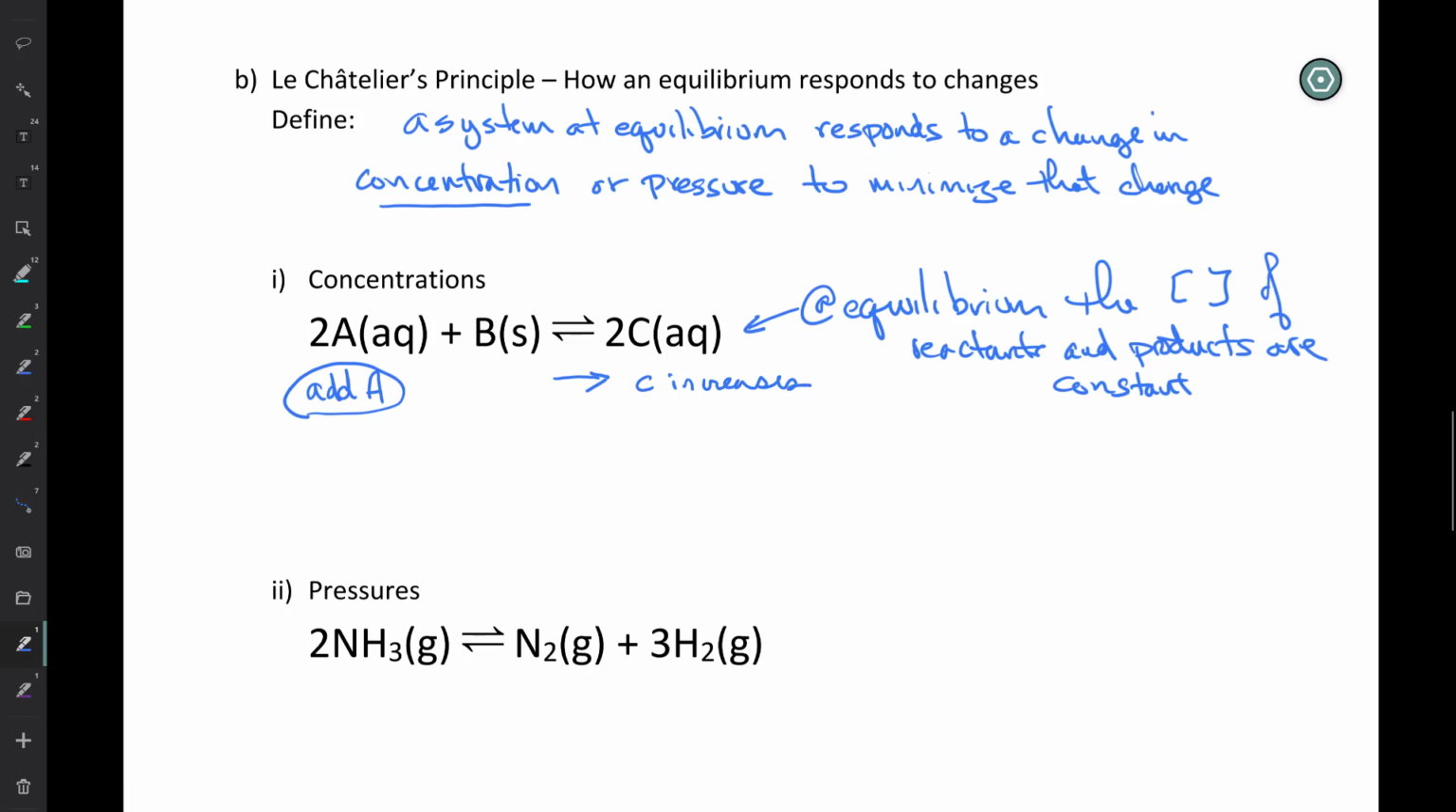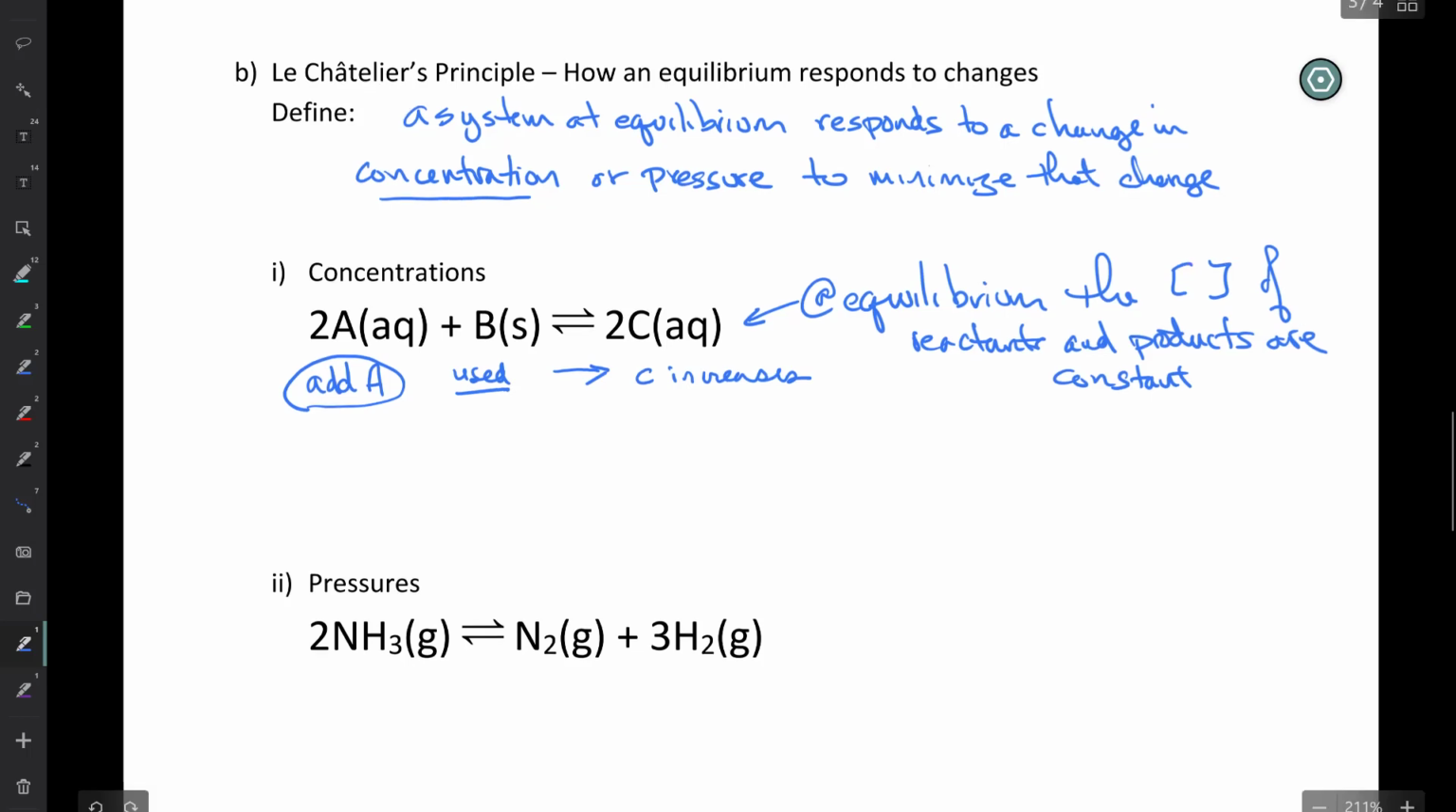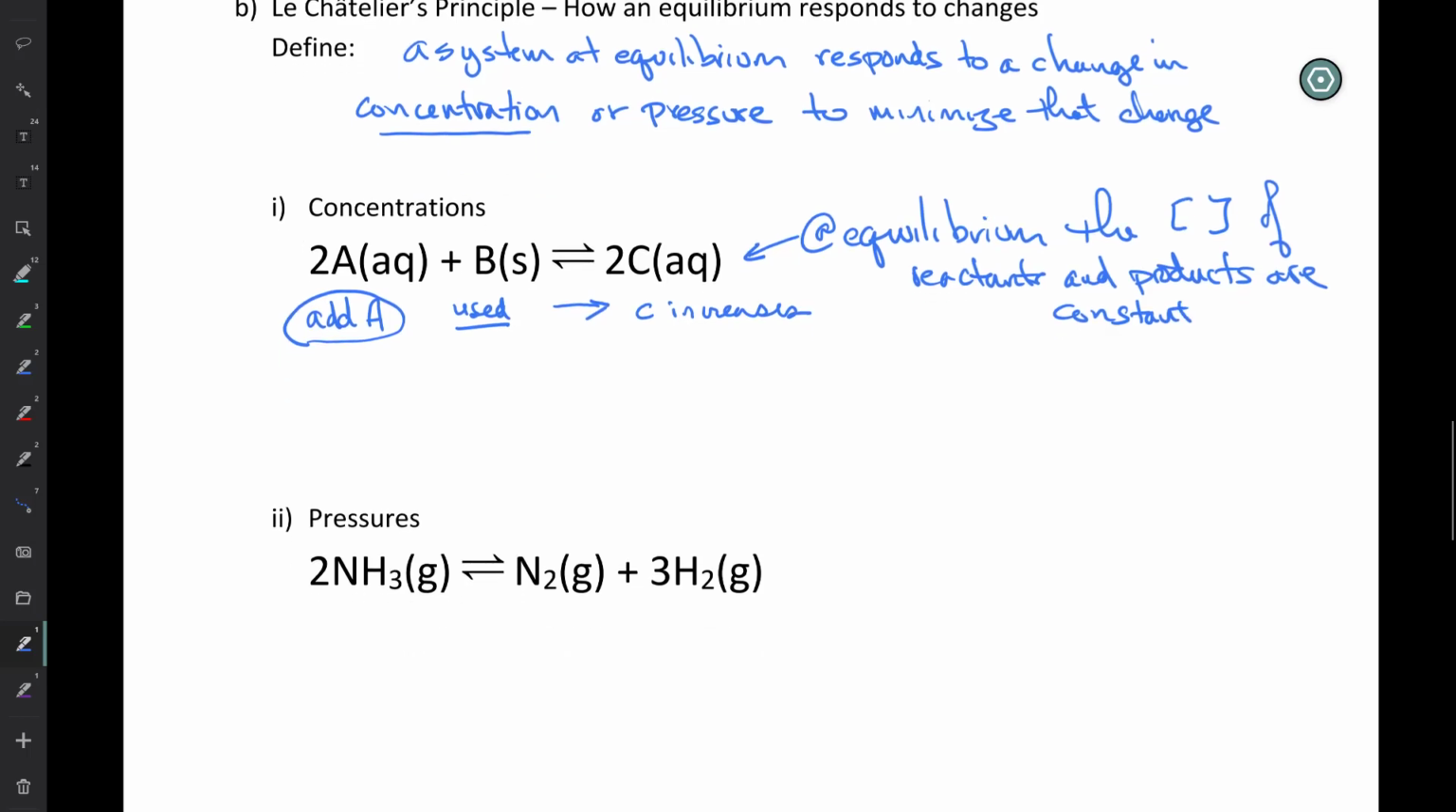Now, B is used, but it doesn't change its concentration. And this is a difficult concept to get across. So B will definitely get used, but because it's a solid and the concentration of the solid is really its density, it's grams per centimeter cube, its density doesn't change as it gets used up. So if you add A, then B will get used, but its concentration remains constant, and then C's concentration will increase.